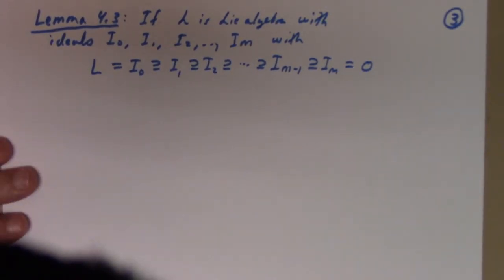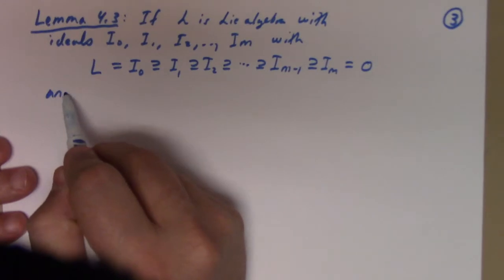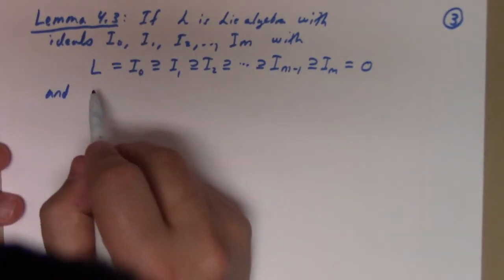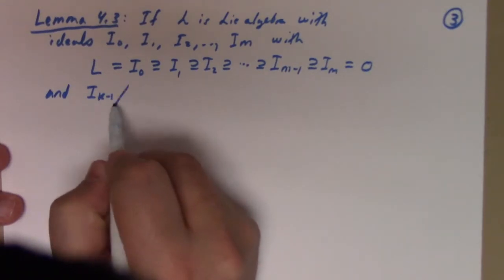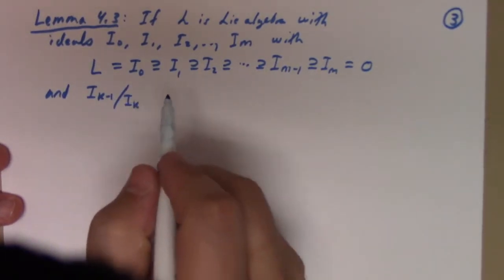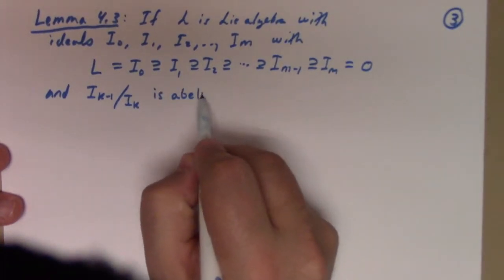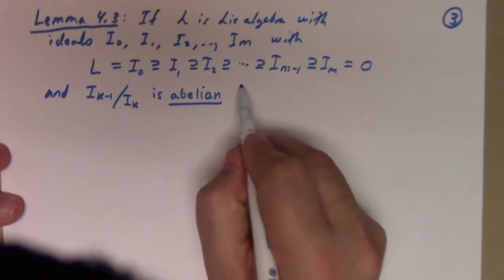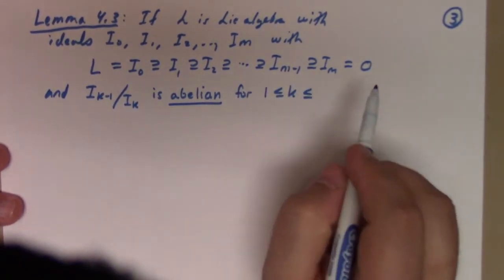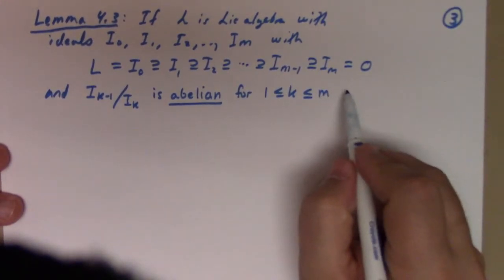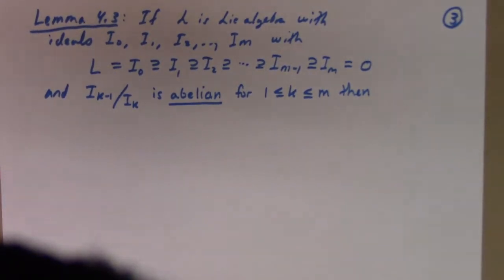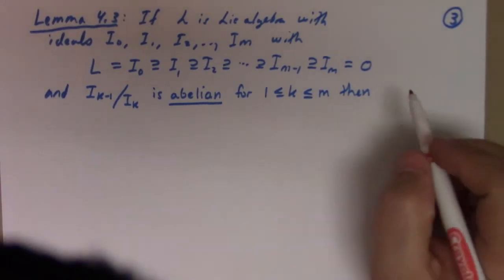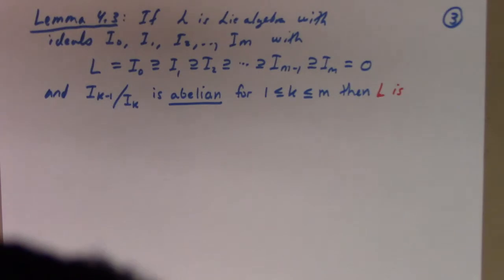And we also need a little bit more. We also need that the quotient of I_{k-1} by I_k is abelian, for 1 less than or equal to k less than or equal to m. All right, then what? What's the punchline here? L is what? What do you think? Solvable.